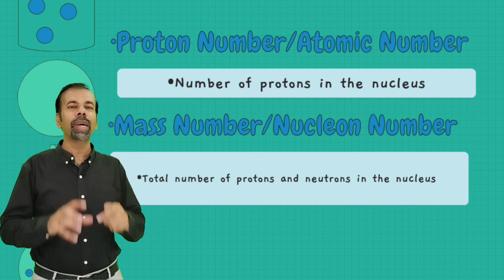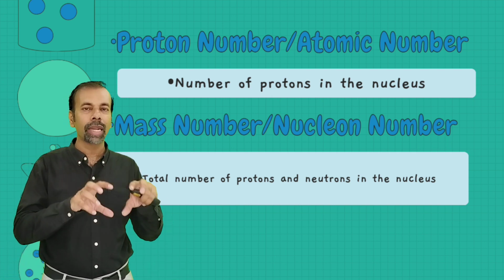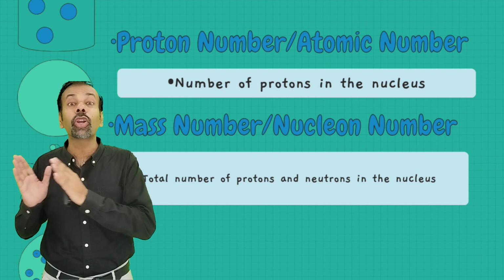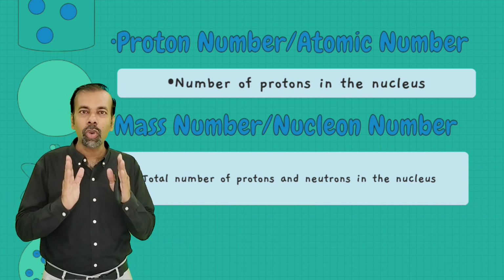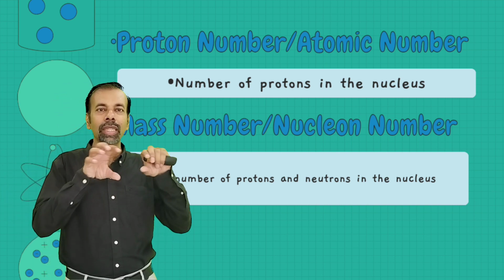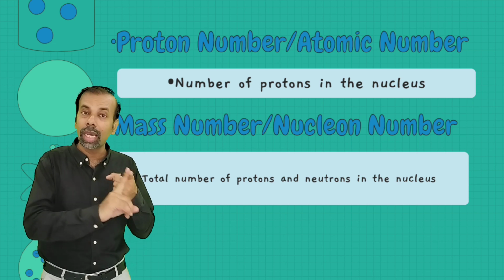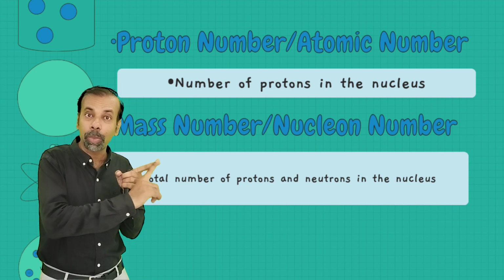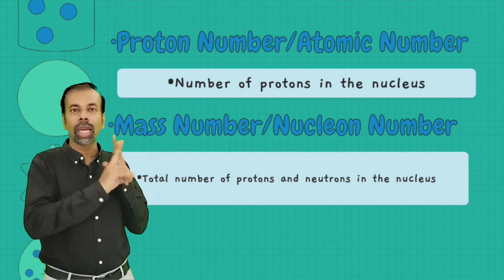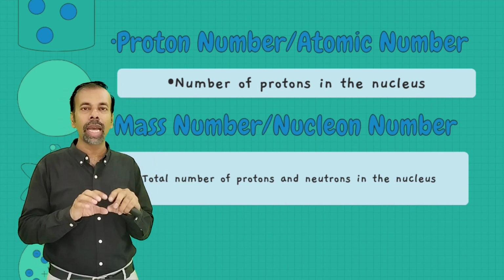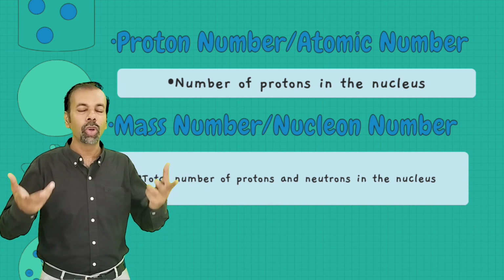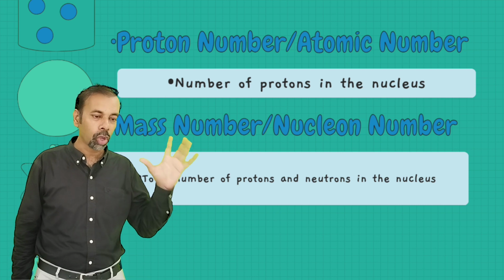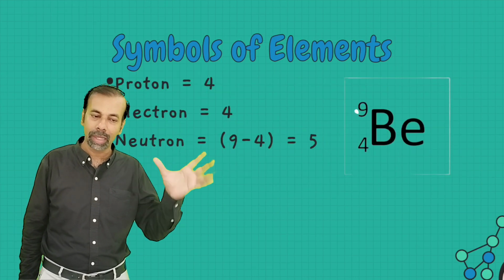And the second number, which we will be talking about an atom, that is mass number. Mass number is also called nucleon number. So what is nucleon? Nucleon is whatever it is in the nucleus. So nucleus contains protons and neutrons. So total number of proton and neutron is collectively called as nucleon number. So an atom has 2 numbers. Number 1, it is proton number, and number 2, it is mass number.